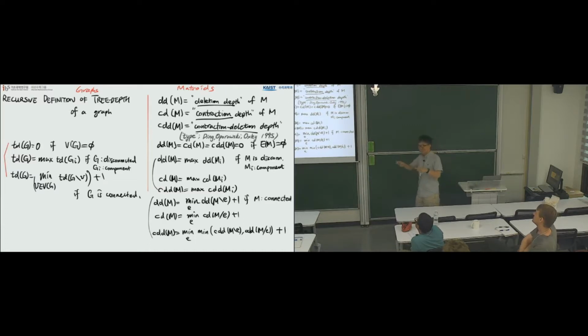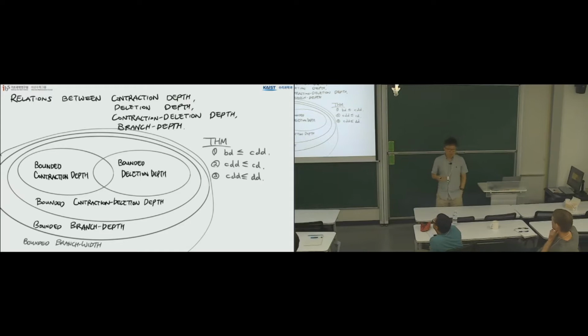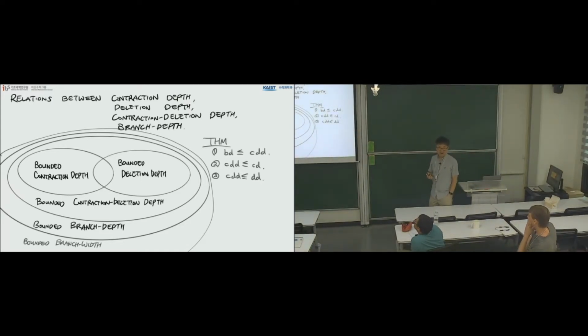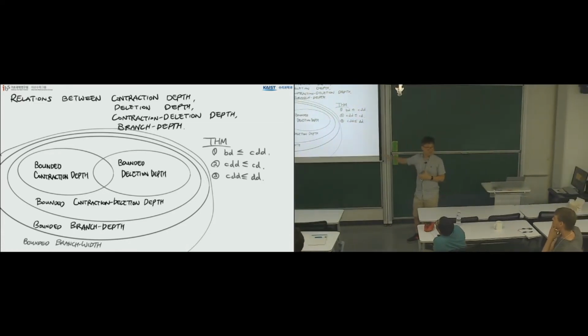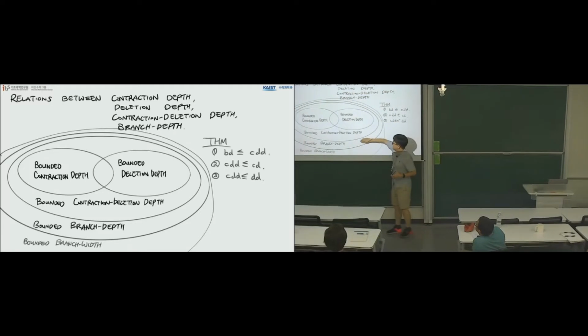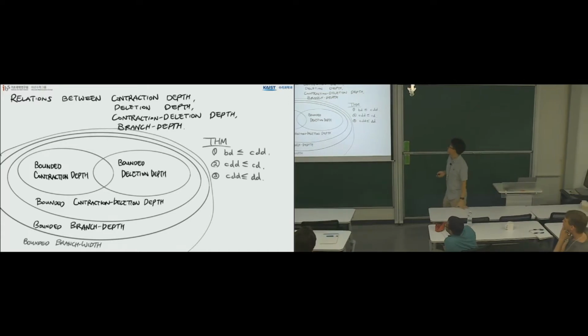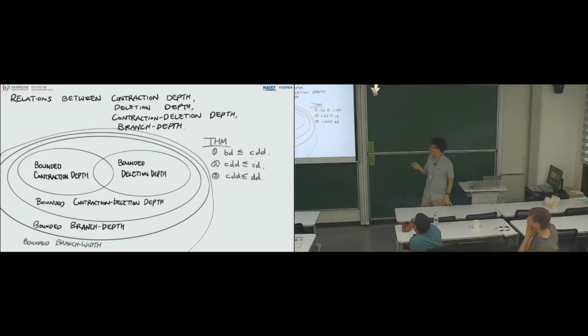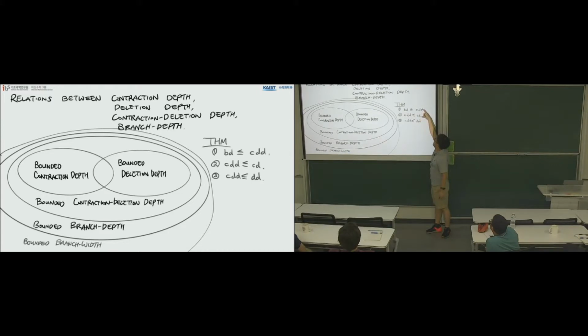So we want to compare these things and see what we can say. It turns out that we could draw this Venn diagram, and not only that, all the containments are proper. So we have an example where something here is not bounded by the contraction-deletion depth. And we also had these easy inequalities. Some of them are trivial, so these two are trivial, and this one you can do.